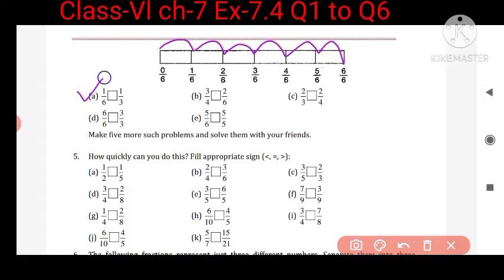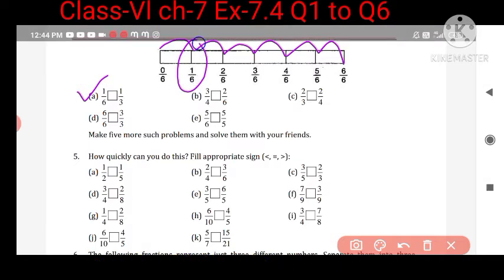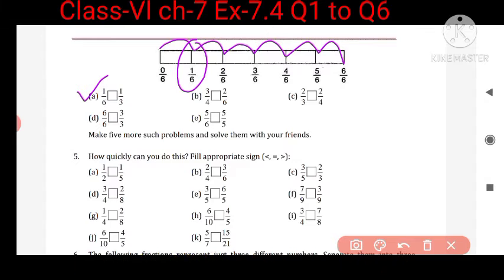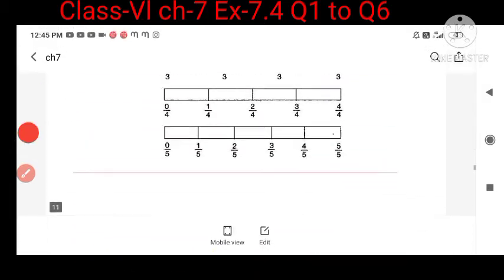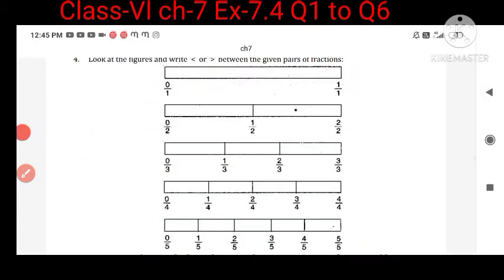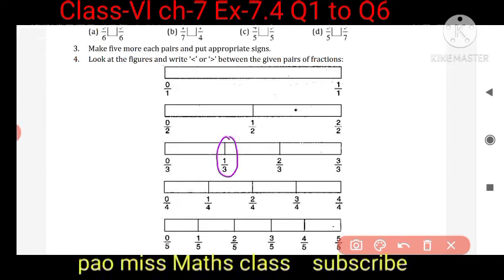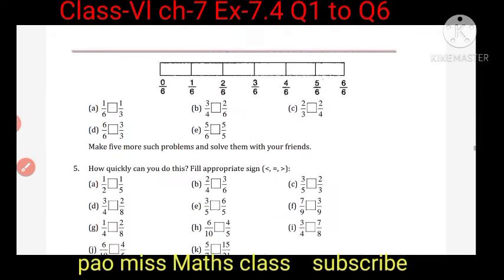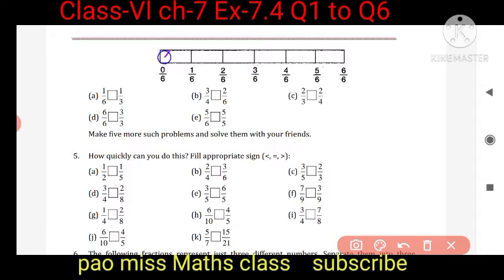Now you have to answer this question. You can see 1 upon 6 is here, and 1 upon 3. So where can you see 1 upon 3? Here, this is 1 upon 3. That means 1 upon 3 means you are getting this much chocolate. So now 1 upon 3 and 1 upon 6 were there. Now come to 1 upon 6. This is 1 upon 6, you are getting this chocolate.